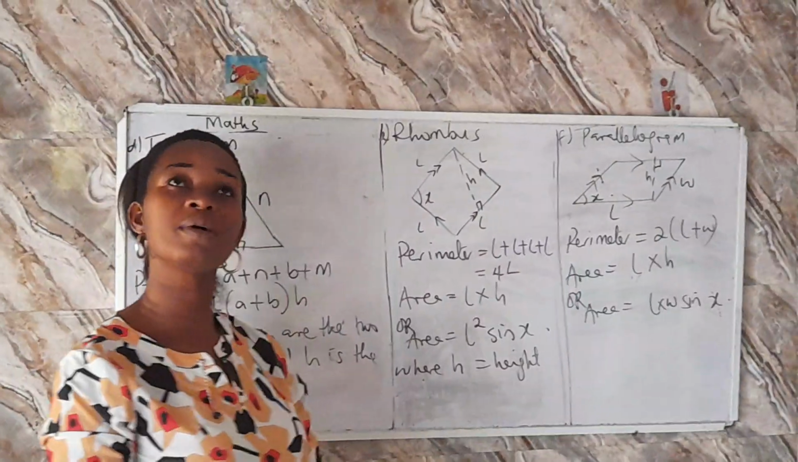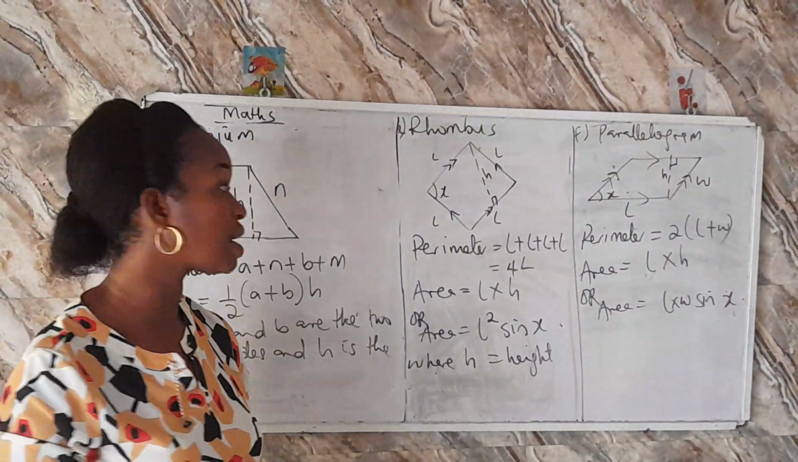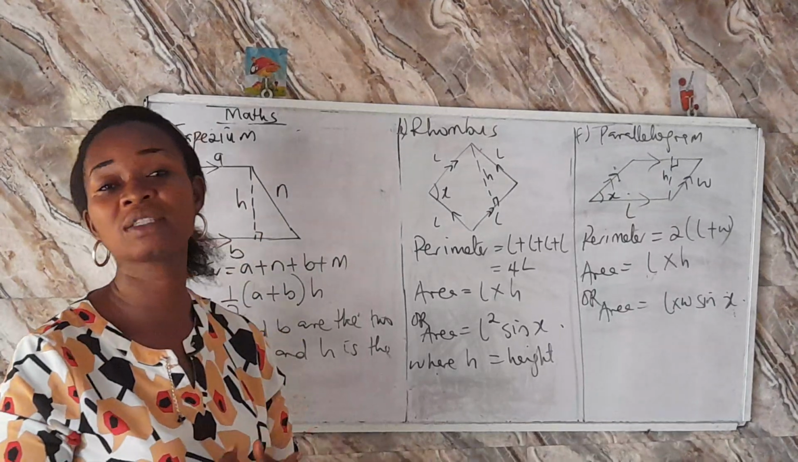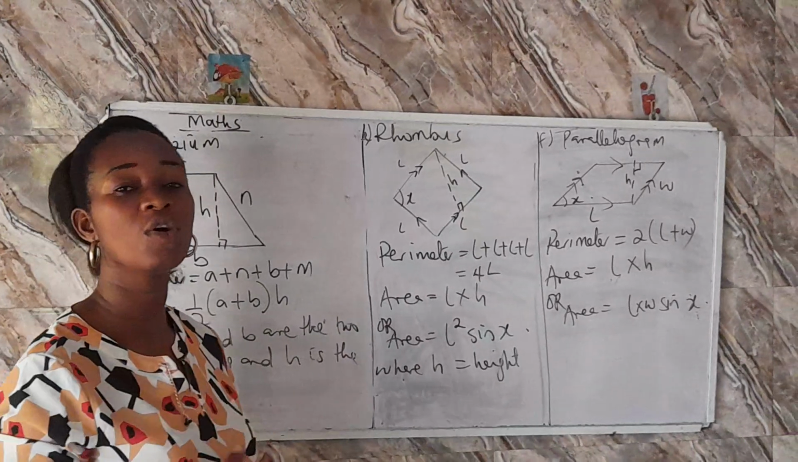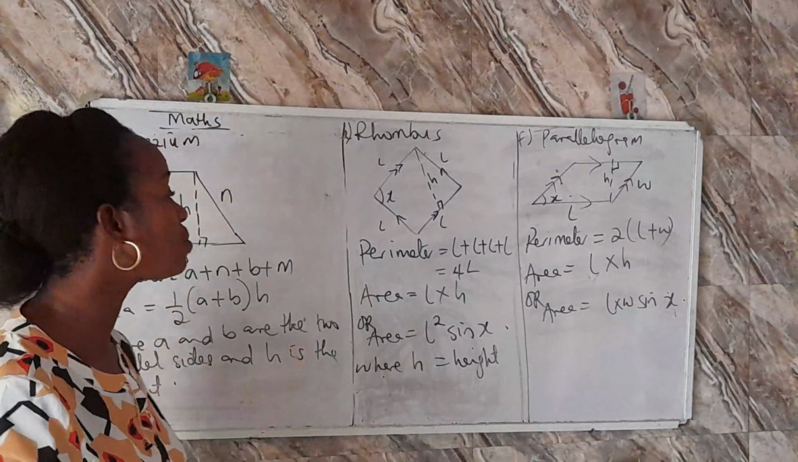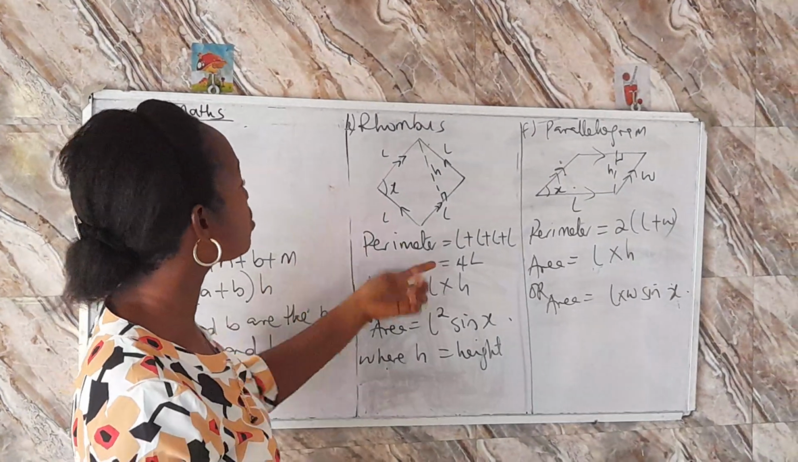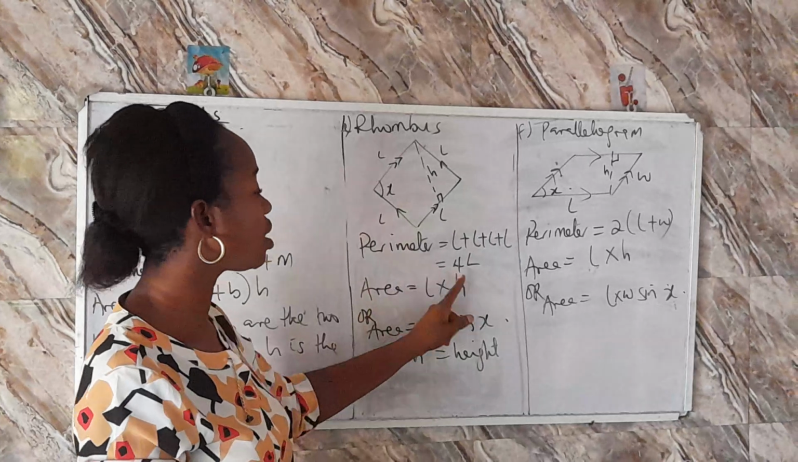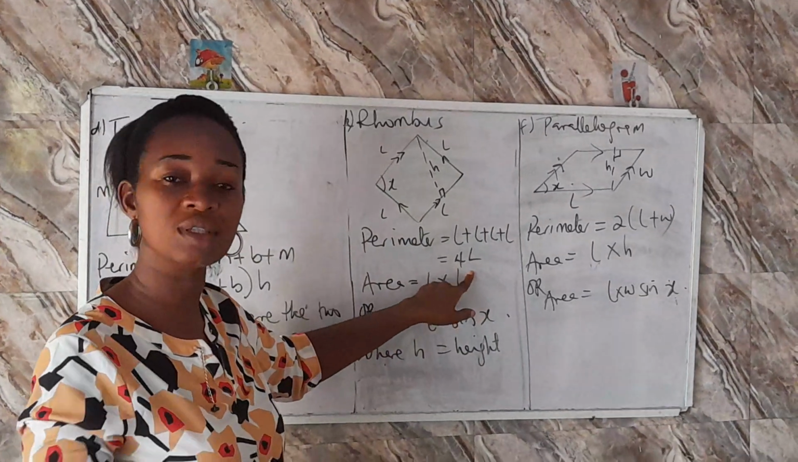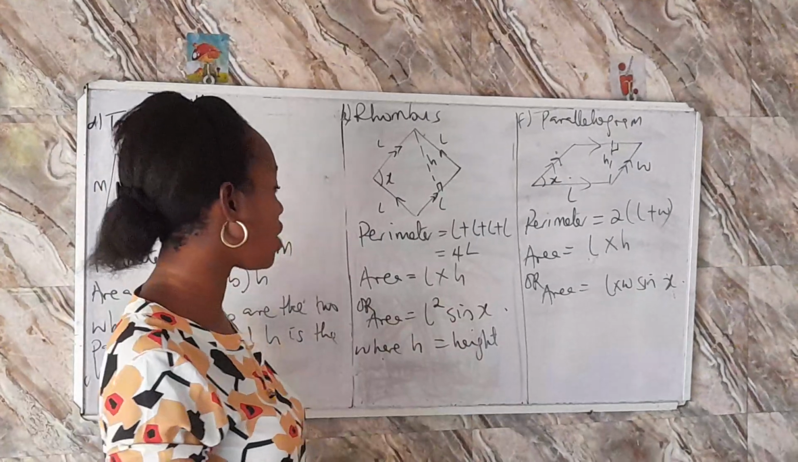This is the rhombus. Remember, in a rhombus all four sides are equal. It has some of the features of a square. Now the perimeter of a rhombus will be what? Adding the four sides together, which is 4L, just the same as the perimeter of a square.